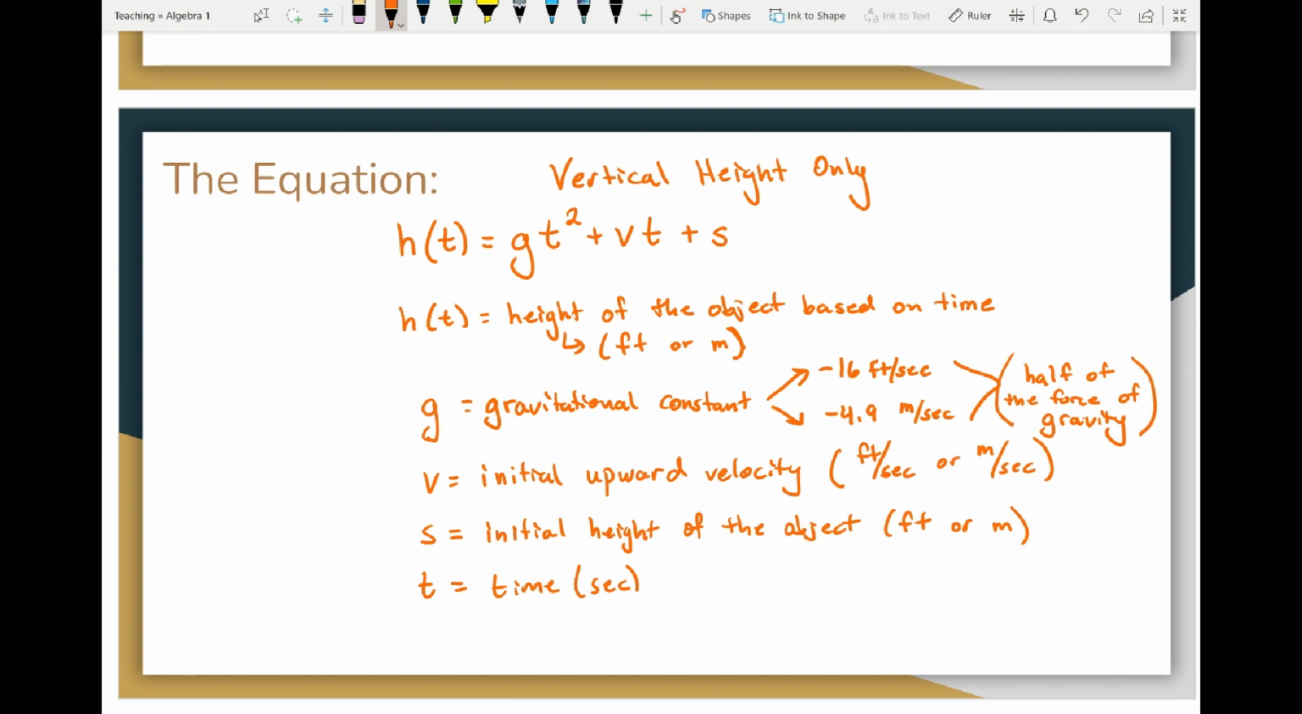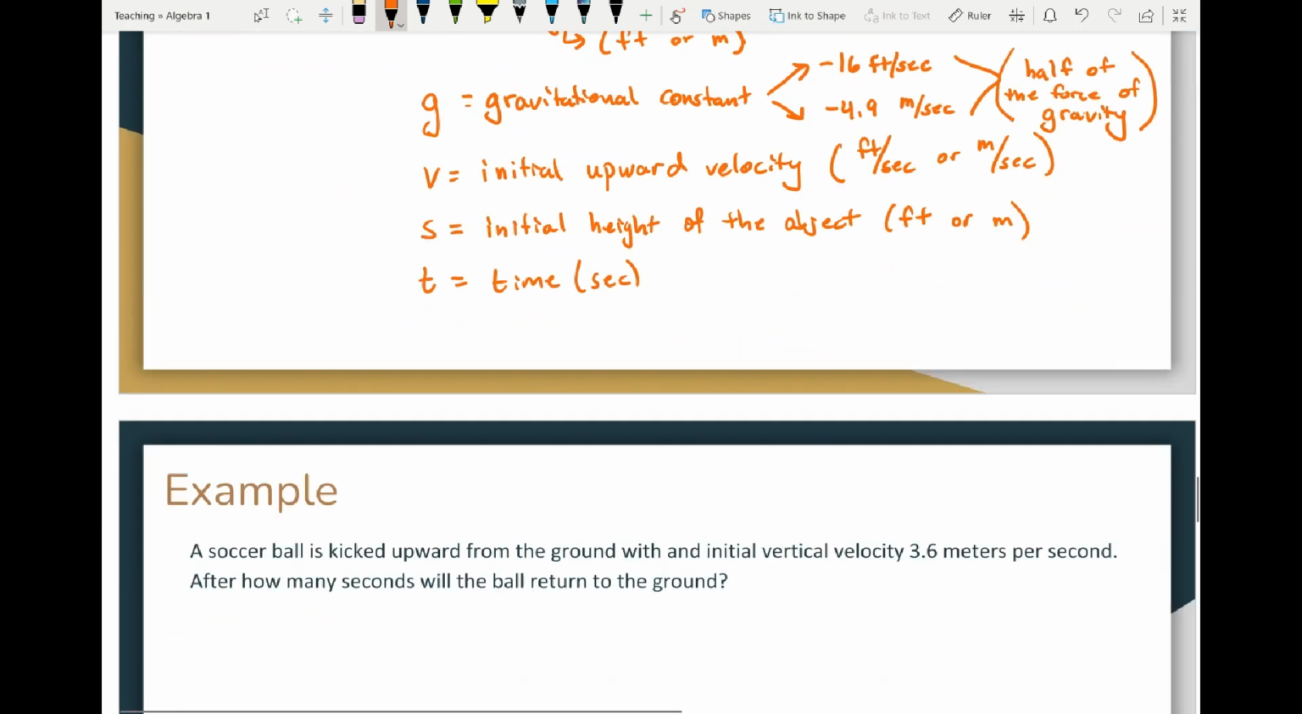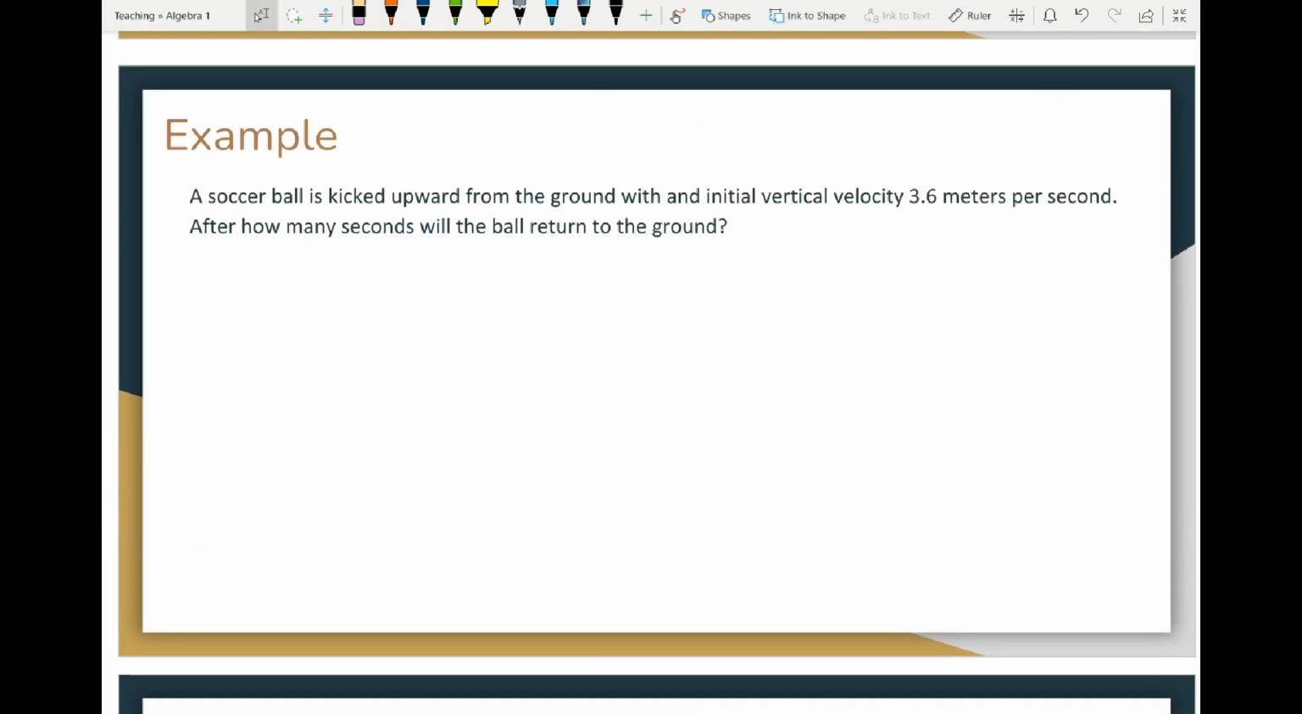So let's take a look at a couple of examples moving forward. All right. So we're going to take a look at a soccer ball being kicked upwards from the ground with an initial velocity of 3.6 meters per second. After how many seconds will the ball return to the ground?